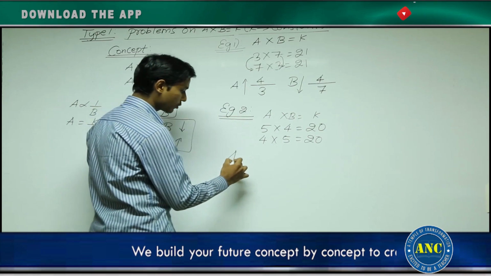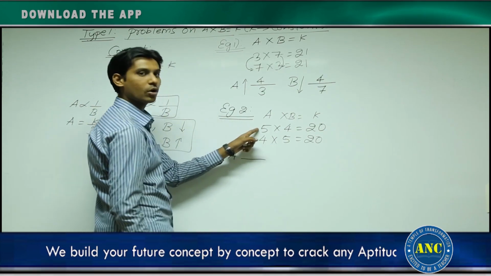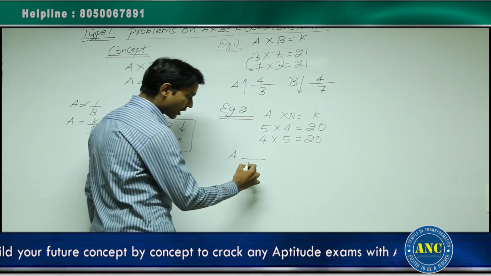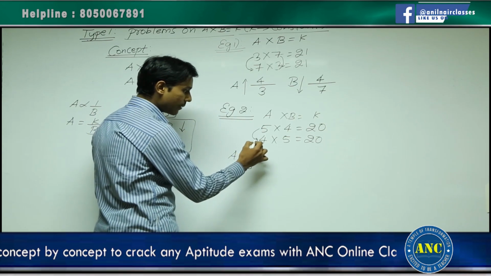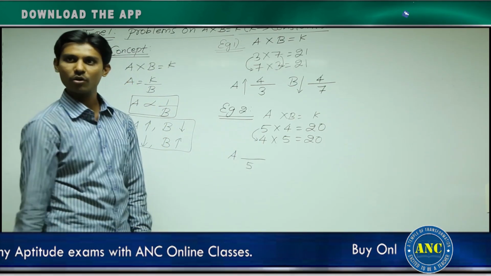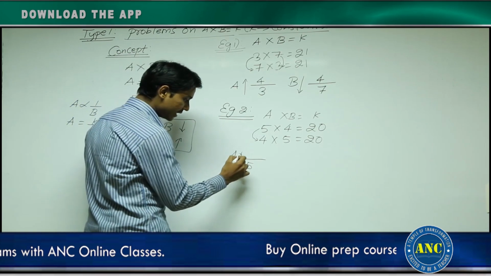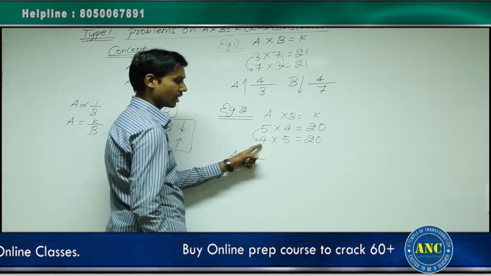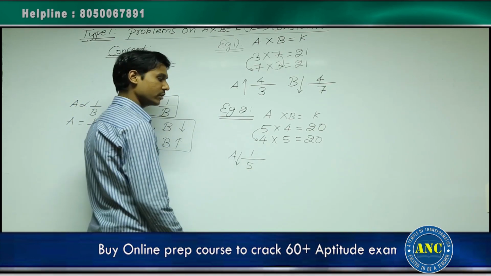First I am talking in terms of A. Initially what is the value of A? It is 5. That should come in the denominator. 5 is becoming 4. That means there is a decrease of how much? There is a decrease of 1. From 5, there is a decrease of 1 to become 4.